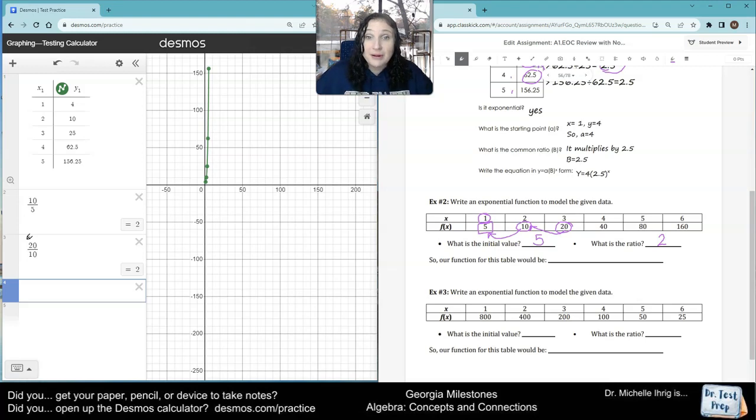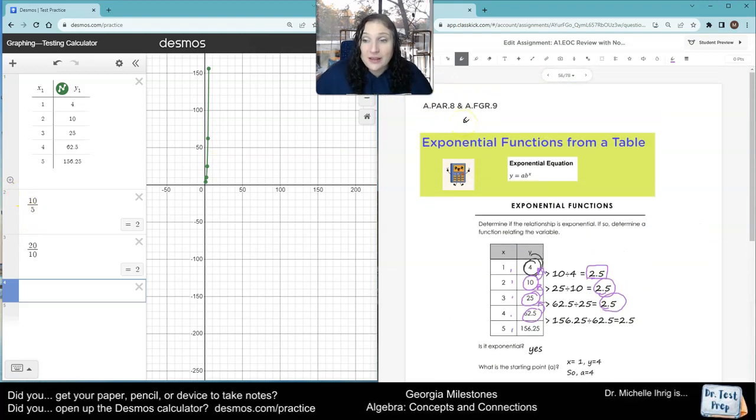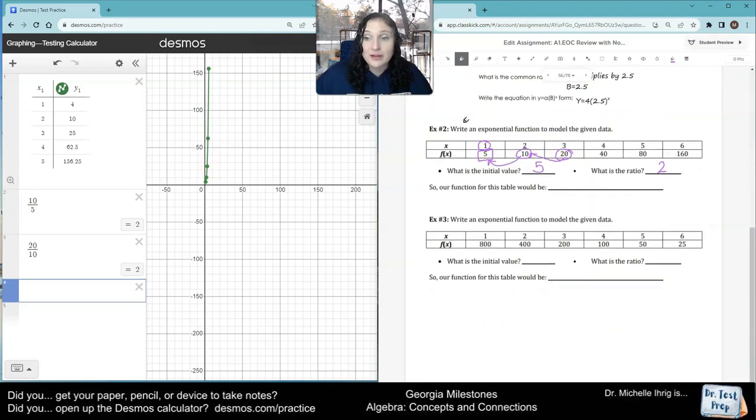So now what we're going to do is once we have here, we're going to just write the function. Now remember, on the formula sheet, they give you this wonderful thing where A is the initial value and B is the multiplier or the common ratio. So this is the formula sheet formula. So we just have y equals, but I'm going to write f of x because we want to get used to writing functions. The initial value, which is 5, my common ratio, which is 2, and then we always have x on the top.